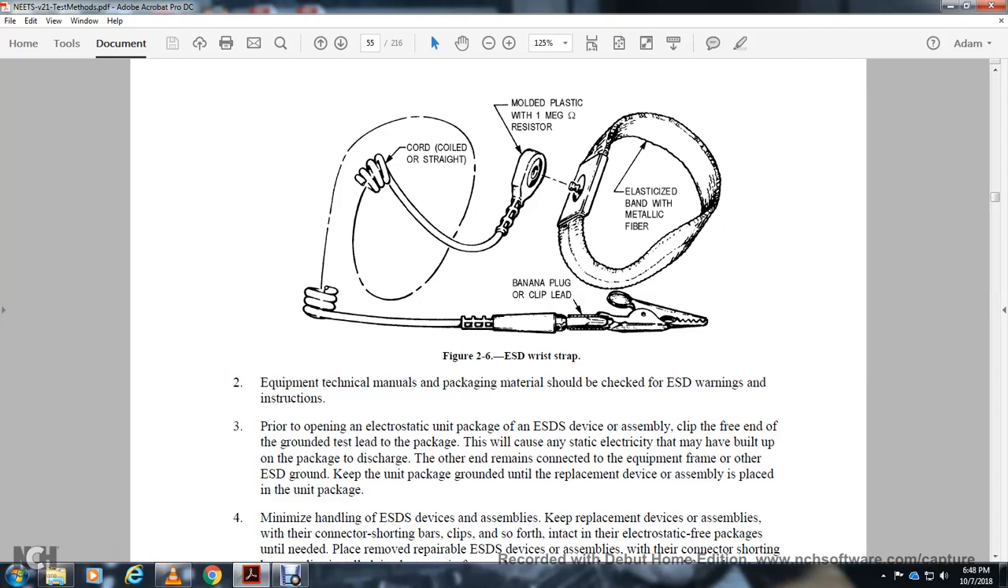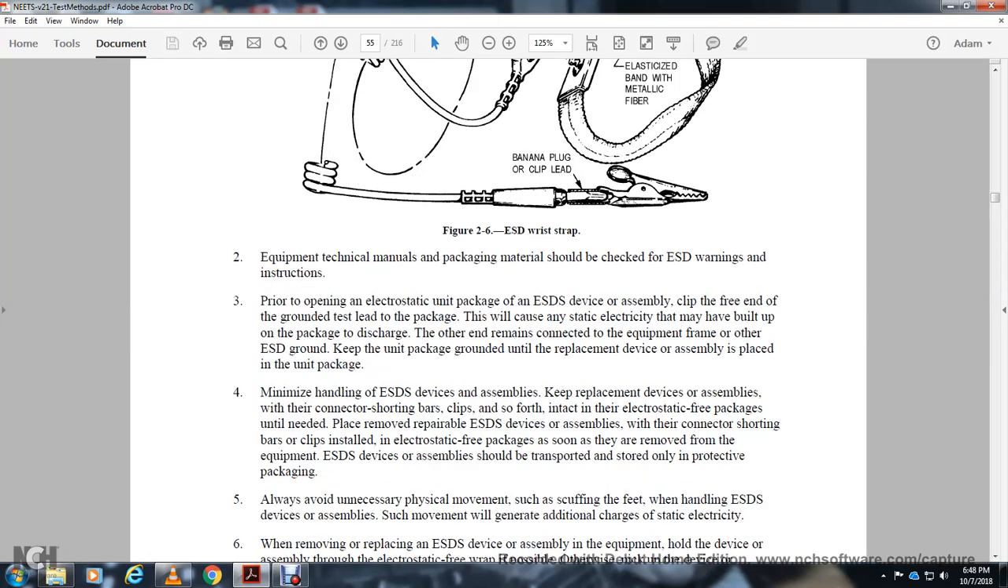Connect the equipment clip with the free end of the ground tap. The leakage lead of the package will discharge the static electricity that may be on the package, and the other end remains connected to the equipment frame and the electrostatic discharge ground. Keep the package grounded until the replacement device assembly is in place.